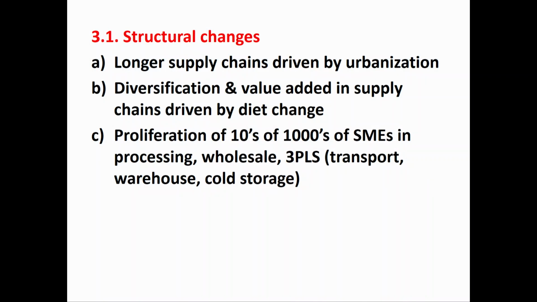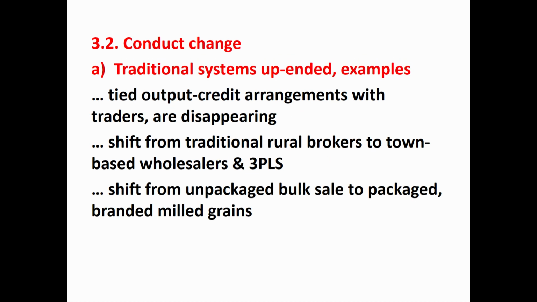The structural changes that are occurring in this transformation include lengthening supply chains driven by urbanization, diversification of those supply chains and value-added sector increases such as processed foods, et cetera, driven by diet change, and then the fundamental fact of the proliferation of tens of thousands of small and medium enterprises in processing, wholesale, third-party logistics, which includes transport, warehouse, and cold storages, and other services. So there's a gigantic emergence of these small and medium enterprises in the very recent decade.